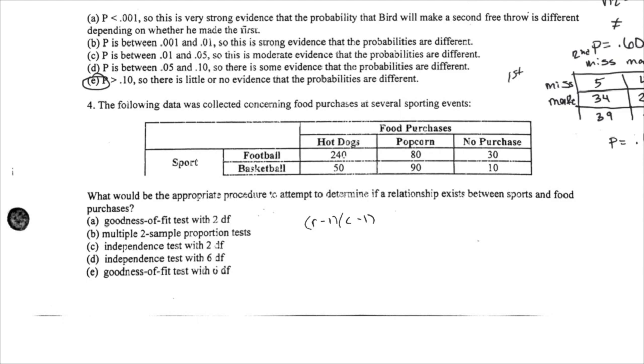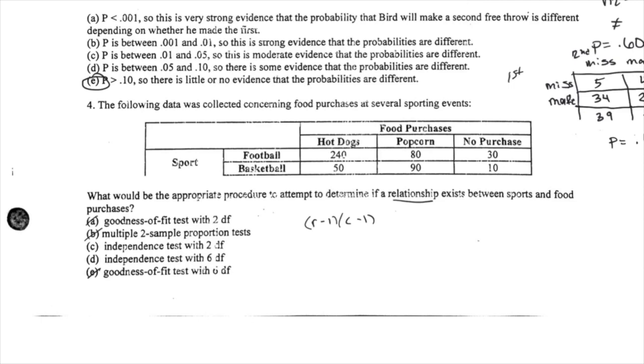What would be the appropriate procedure? It's asking if a relationship exists, so you're already talking about independence. Goodness of fit is out of the question because it's a 2-way table, so there's no way to do it. A 2-sample proportion test can't be done either. It can only be done with a 2-prop Z if it's a 2 by 2. Here you've got a 2 by 3, so not a possibility. So it's an independence test.